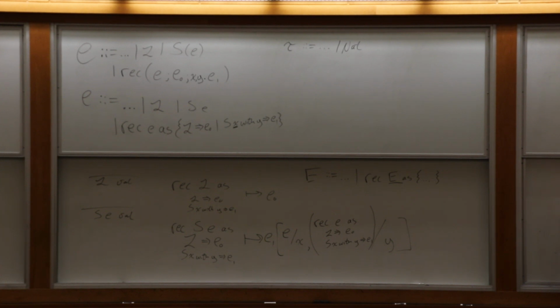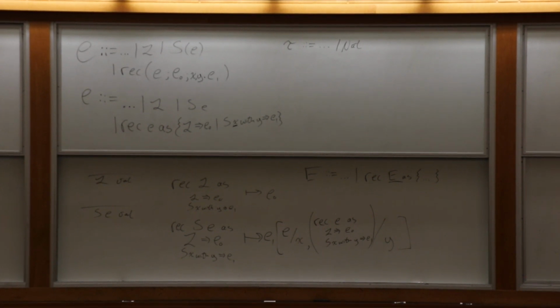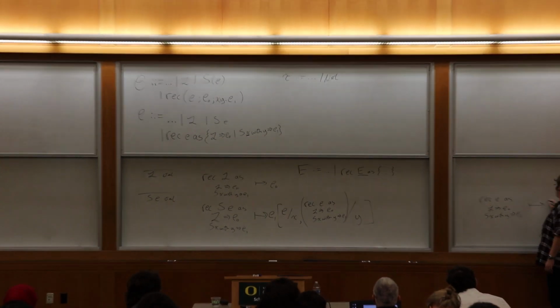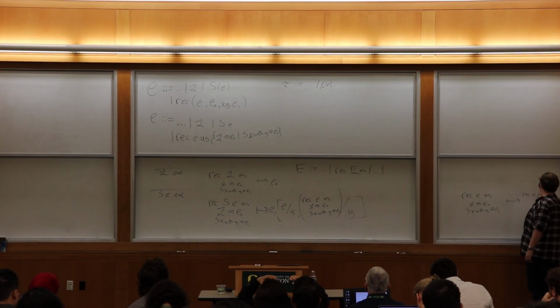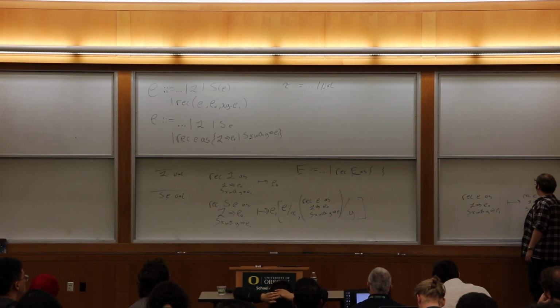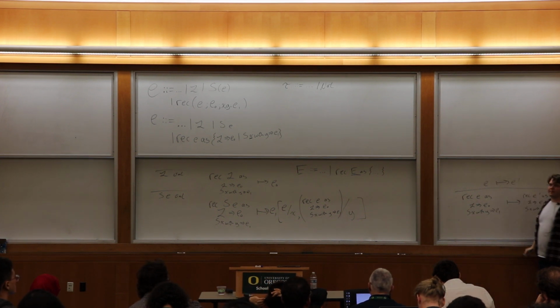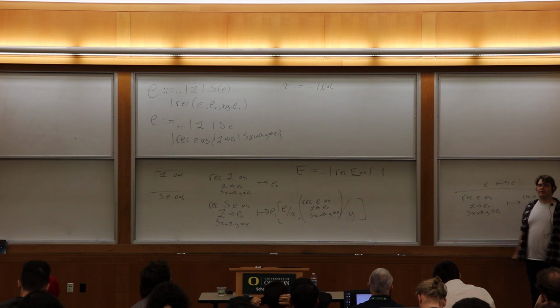It looks like if I've got rec E as Z goes to E0, successor of X with Y goes to E1, that can take a step to rec E prime as Z goes to E0 and successor of X with Y goes to E1 as long as E takes a step to E prime. So that's the implication of that.